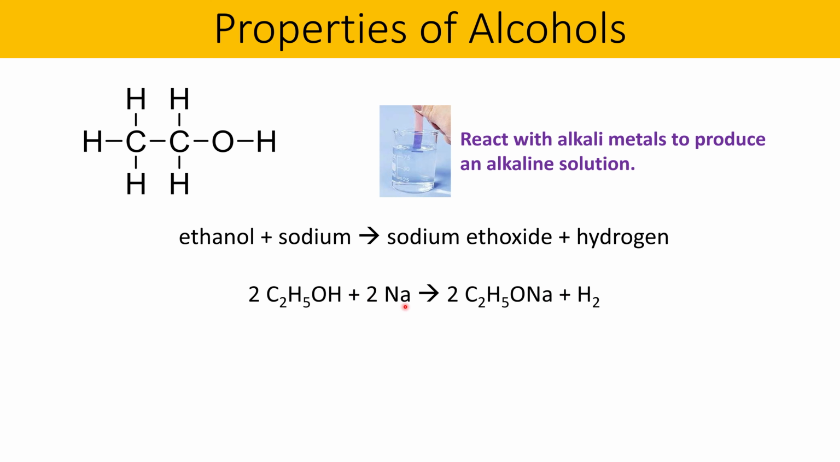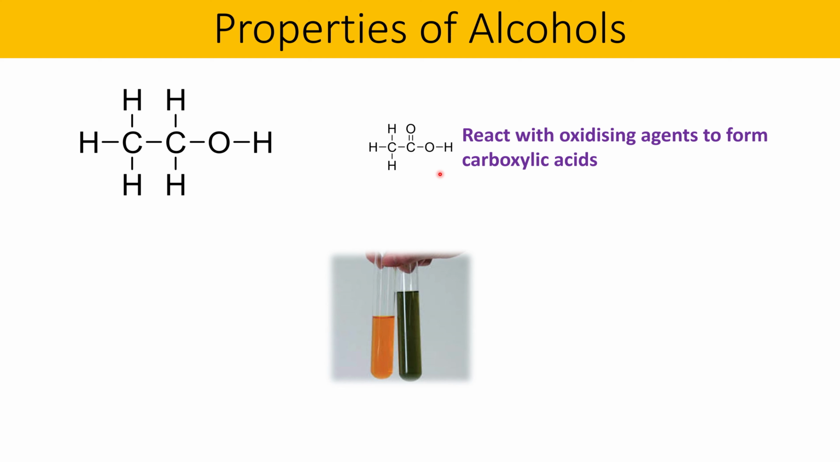We could also test for this hydrogen gas that's formed here by dropping a lit splint into the area of gas, which would then give a squeaky pop result. There's a further property of alcohols which we're going to examine more next lesson, and that's that they can be reacted with oxidizing agents to form another class of compound called a carboxylic acid, which looks like this here.